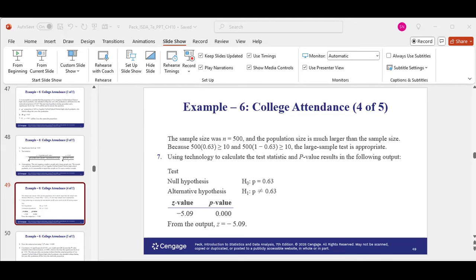So our test statistic, Z, is minus 1.39. What does it mean? It means the sample proportion is 1.39 standard deviations below the hypothesized value. It is below because it's negative. Below the P0 value.